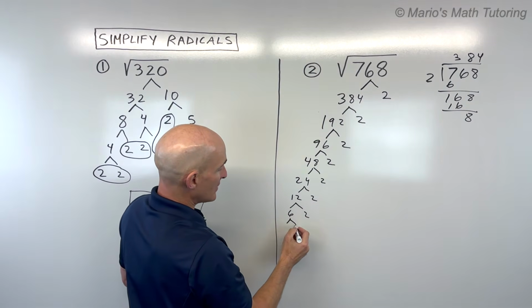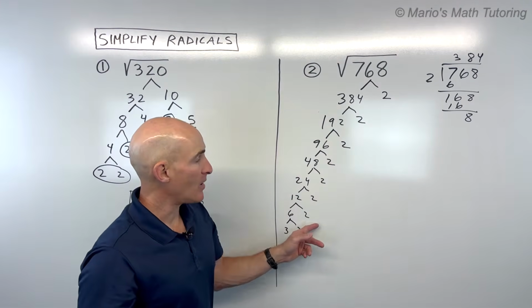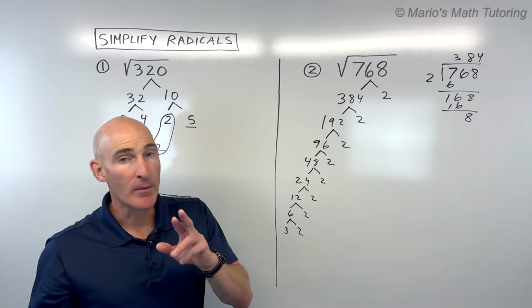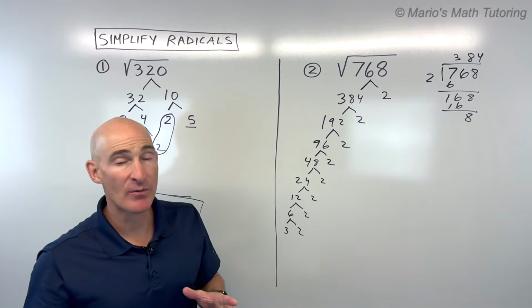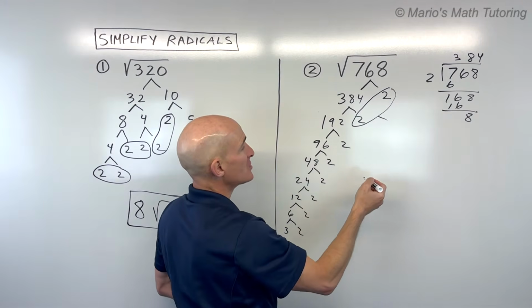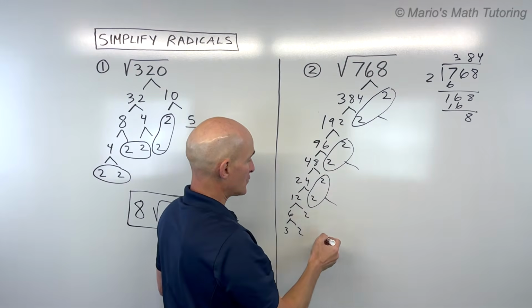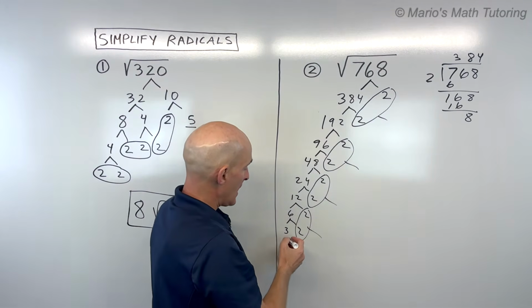Now here I can see, okay, 6 is like 2 times 3. So now I've got it all the way down to the prime numbers, but I'm looking for a pair, like two of the same number, because that represents a perfect square. So in this case, this represents 4. The square root of 4 is 2. This is 4, the square root of 4 is 2. 4 again, square root of 4 is 2. Okay, and we're left with this 3.